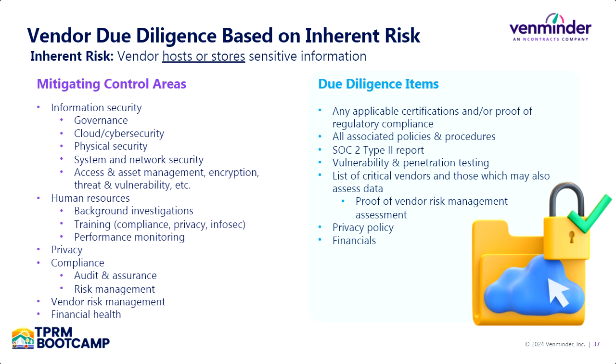So what about vendors that host or store or even access or process or transmit sensitive information? Well, we're really going to have a big focus on their information security, their human resources, how they handle privacy, their general compliance, how they manage their vendors, and we'll want to know about their financial health. So things that we want to look at here are, again, those certifications, all their policies and procedures. That SOC 2 Type 2 report, we'll probably want vulnerability and penetration testing, the list of their critical vendors, proof that they manage them well, their privacy policy, and a deep dive into their financials.